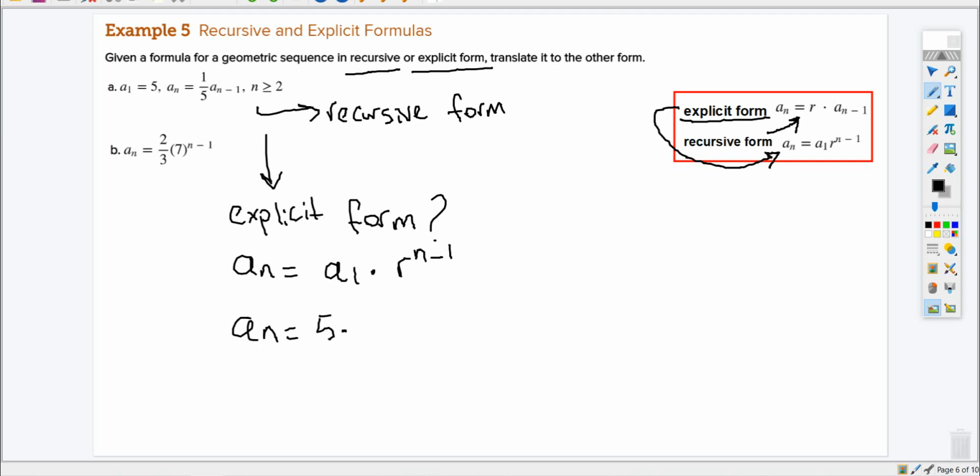And the common ratio, if you look at the recursive form, the 1 over 5 that you can see here can tell you what is r, because a_n is equal to r times a_(n-1), right? So the r here can directly tell you the common ratio. That's basically 1 over 5. So I can tell then the explicit form will be 5 times, which is the first term, times 1 over 5, which is the common ratio, to the power n minus 1. This is the explicit form.